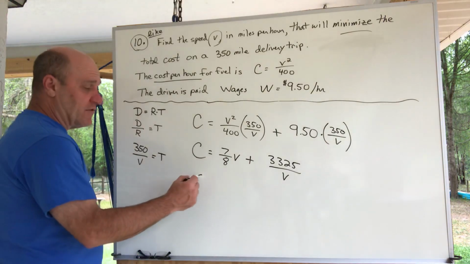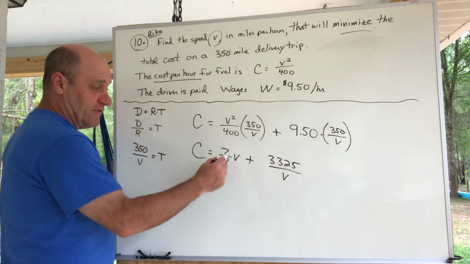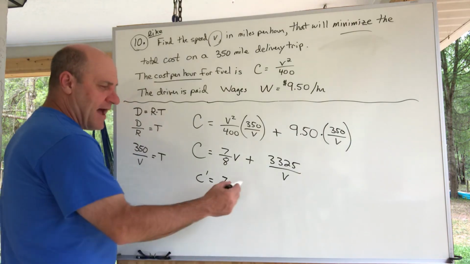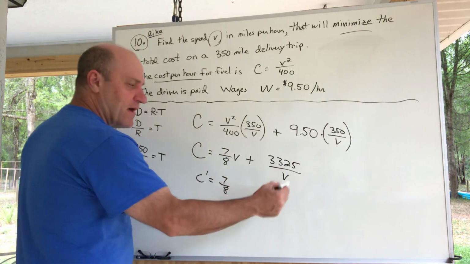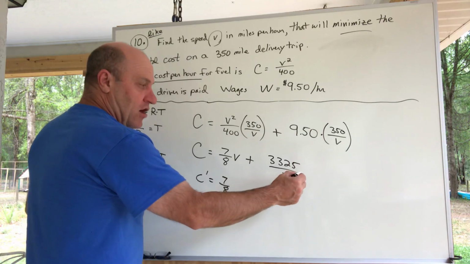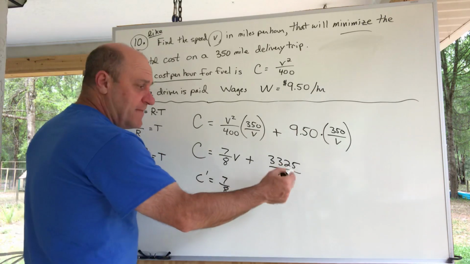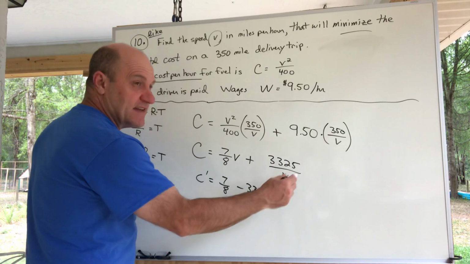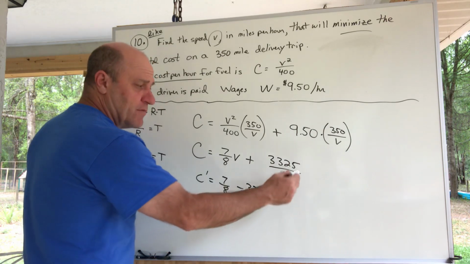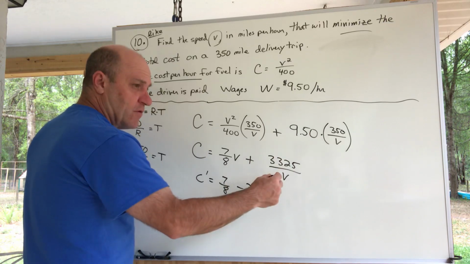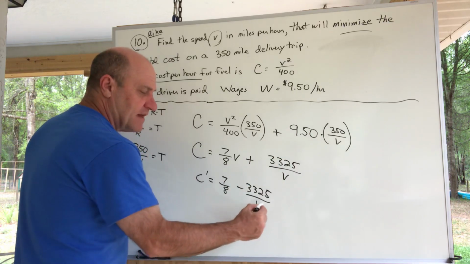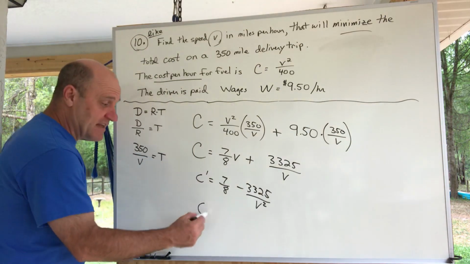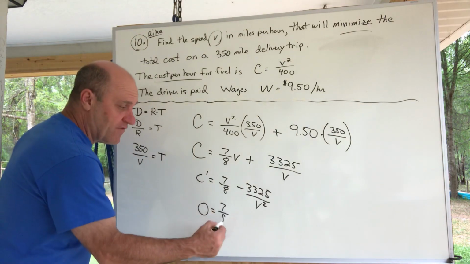Okay, this is my cost equation. I want the derivative. The derivative of this is 7/8 with respect to v. The derivative of here, we know how: we need to move this up. Call it v to the -1. Do negative 3325, v to the -2. That's a power rule. You move it up, and v to the -2, which I put back there. This is my derivative. I want to set it equal to 0 and solve for v.